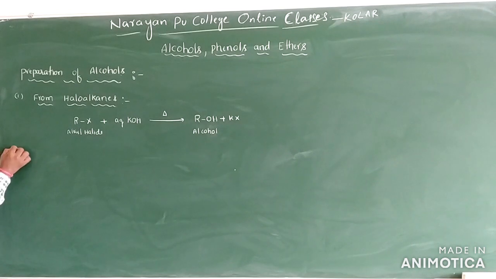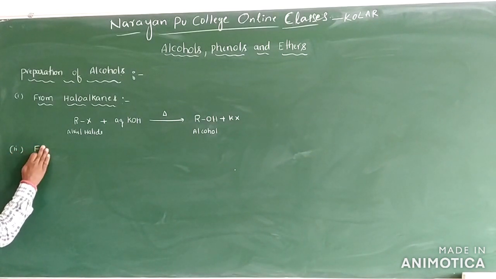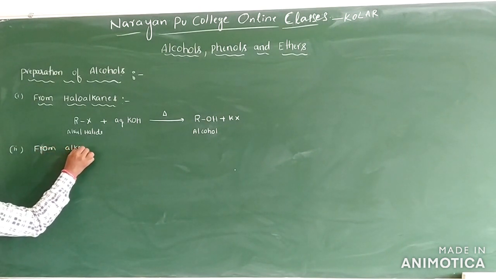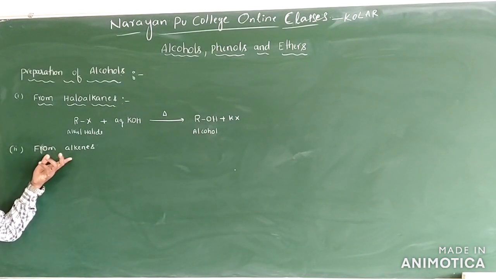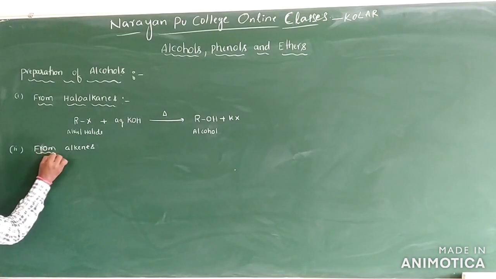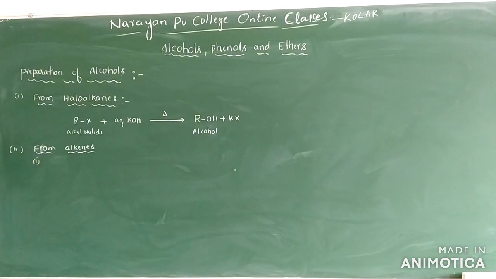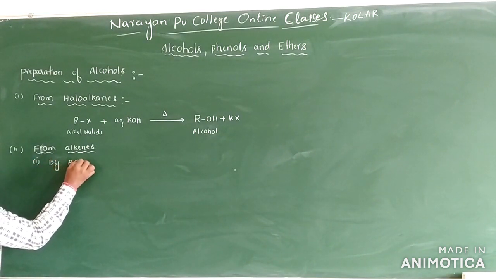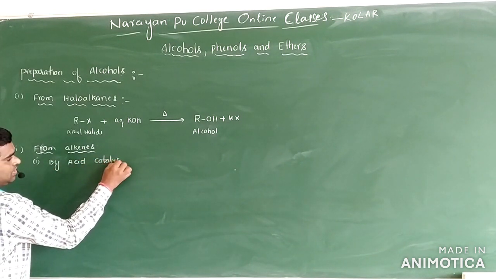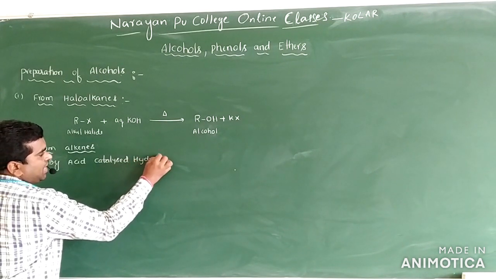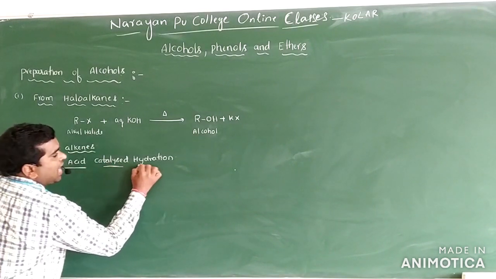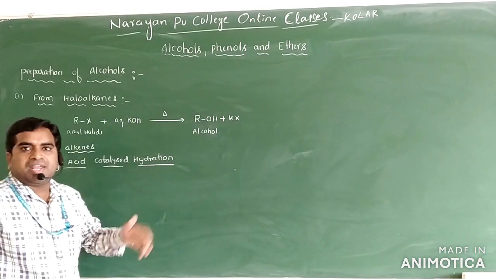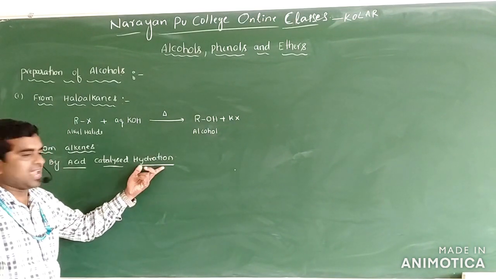And the second preparation is from alkenes. This is very important. It is not that important for the PU, but very important for competitive exams. So next one is from alkenes, and here the first one is by acid catalyzed hydration. The mechanism is also given in the NCERT textbook, and we have to discuss the mechanism also. What is meant by hydration? Addition of water. We call it hydration.